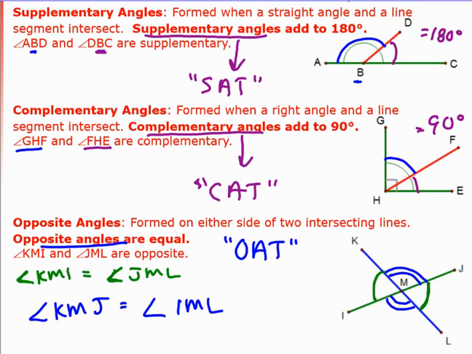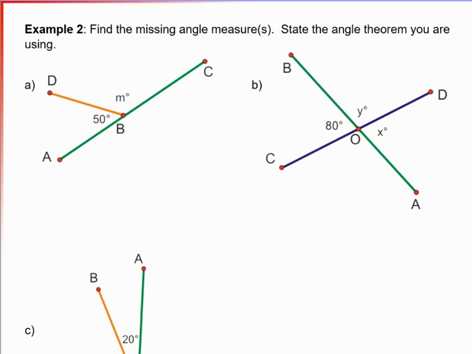So knowing these three theorems, we can solve problems with angles. Okay, here we go. Find the missing angle measures. State the angle theorem you are using. So how can we find out what M would be? M is what we're looking for. It's the only missing angle, so they called it M degrees. All right, so what can we do here? Well, we have a straight line and a line segment intersecting. So that looks a lot like when the whole thing should add up to 180.